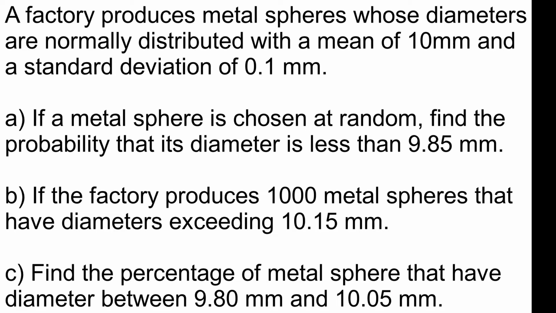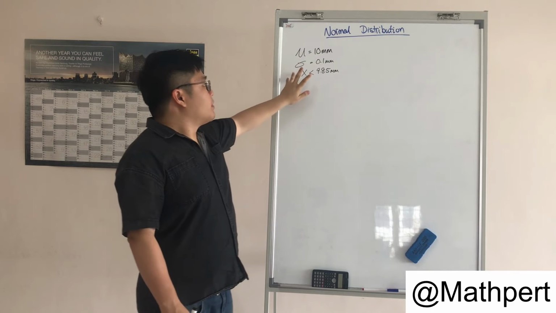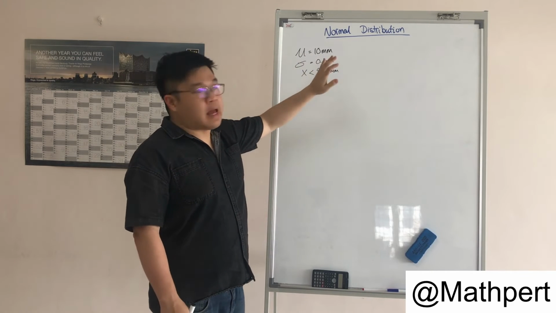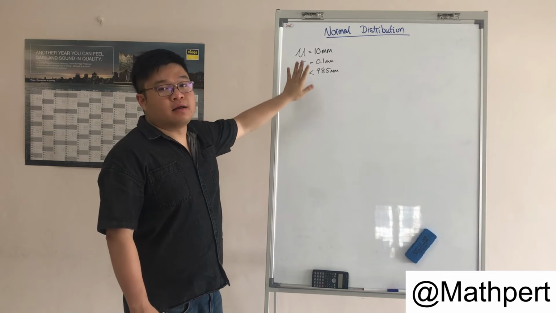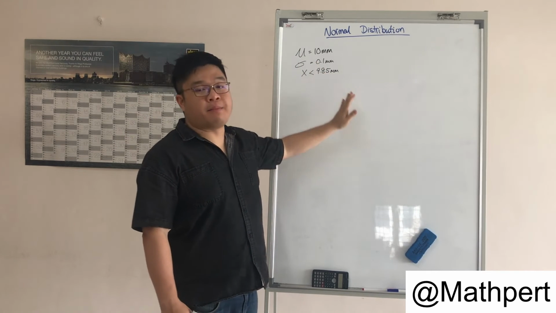A factory produces metal spheres whose diameters are normally distributed with a mean of 10 mm and a standard deviation of 0.1 mm. Okay, first part of the questions. If a metal sphere is chosen at random, find the probability that its diameter is less than 9.85 mm. Given by the question, the mean is 10 mm, the standard deviation is 0.1 mm, and we are asked to find the diameter of a metal sphere that is less than 9.85 mm.